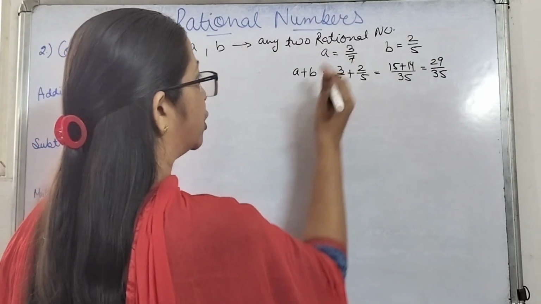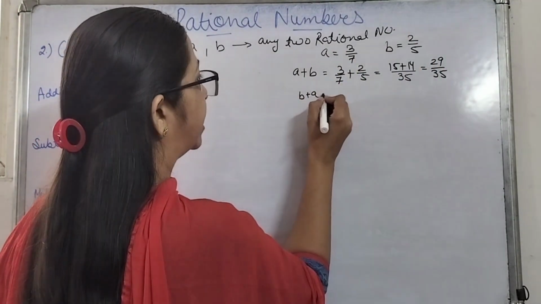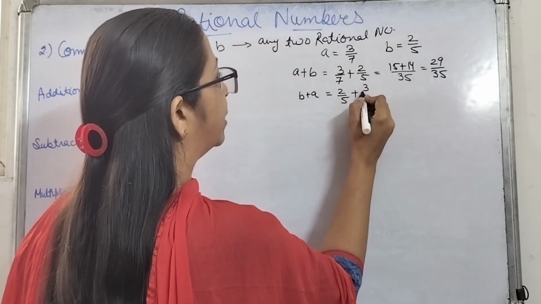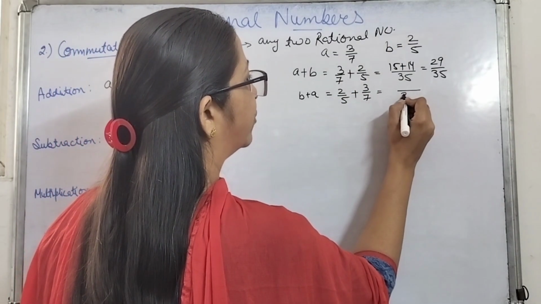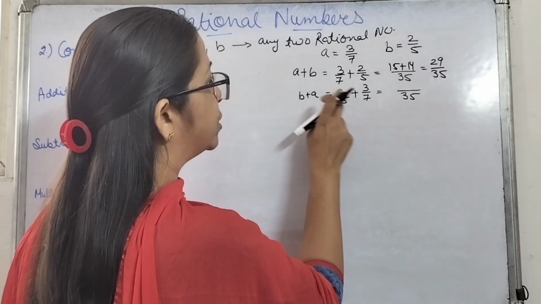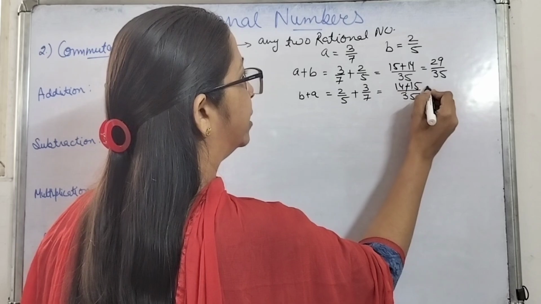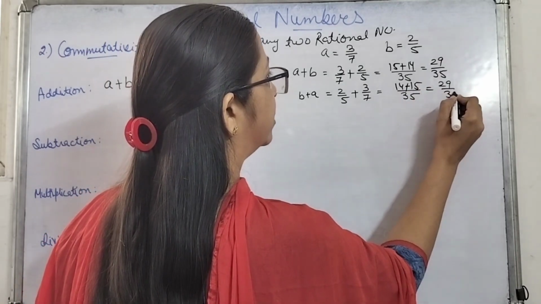Now, if we change the order, we will be writing B plus A. In that case, it will be 2 upon 5 plus 3 upon 7. Again, LCM will be 35 only. 7 2s are 14 plus 5 3s are 15. That is 29 over 35.